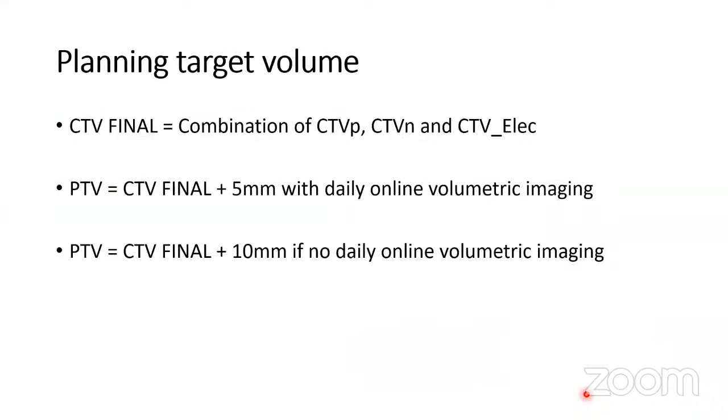So we have created the CTV primary and then the CTV elective volumes. Now we do a CTV final, which includes a combination of CTV primary, the CTV node, and the elective CTV. And then we create a PTV and give a 5 mm margin if you're going to do daily onboard imaging. And you go for a 10 mm margin if you're not going to do daily online volumetric imaging and you are just going with offline imaging.